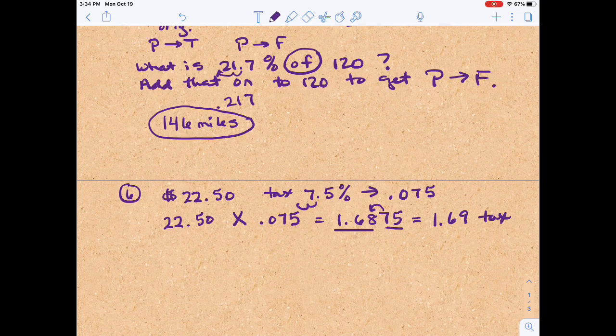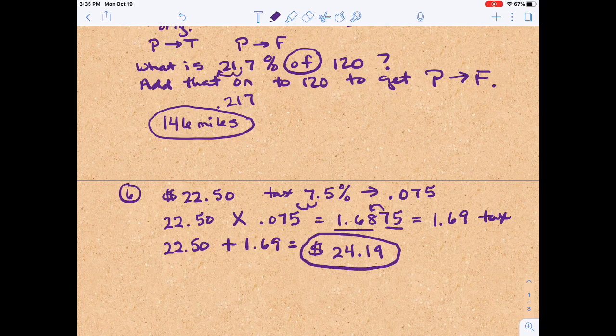Okay, so total price is going to be $22.50 plus $1.69, and I can just add that together in my calculator, and I get $24.19 for a total price. That's the exact price I have to pay after the tax.